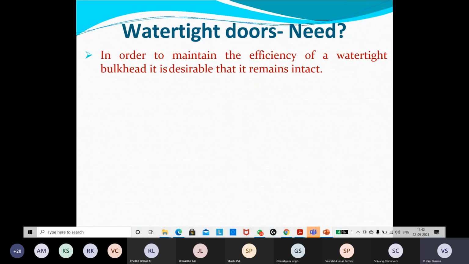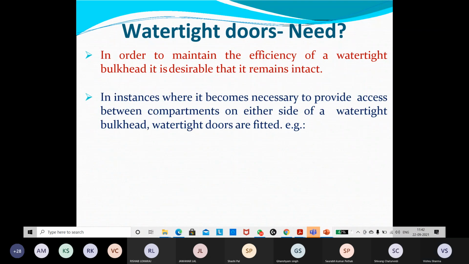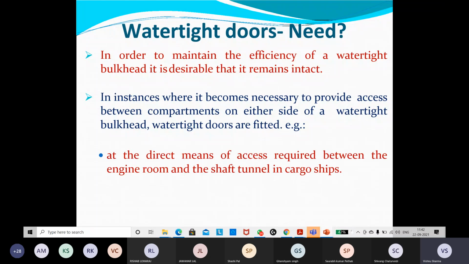Now, for the efficiency of a watertight bulkhead, it is desirable that it remains intact, of course. In instances where it becomes necessary to provide access between the compartments on either side of the watertight bulkhead, watertight doors are fitted. Obviously, sometimes it's unavoidable. In that case, you'll have to fit the watertight door. Some examples of the places where you can come across these watertight doors are at the access required between the engine room and the shaft tunnel in the cargo ship.